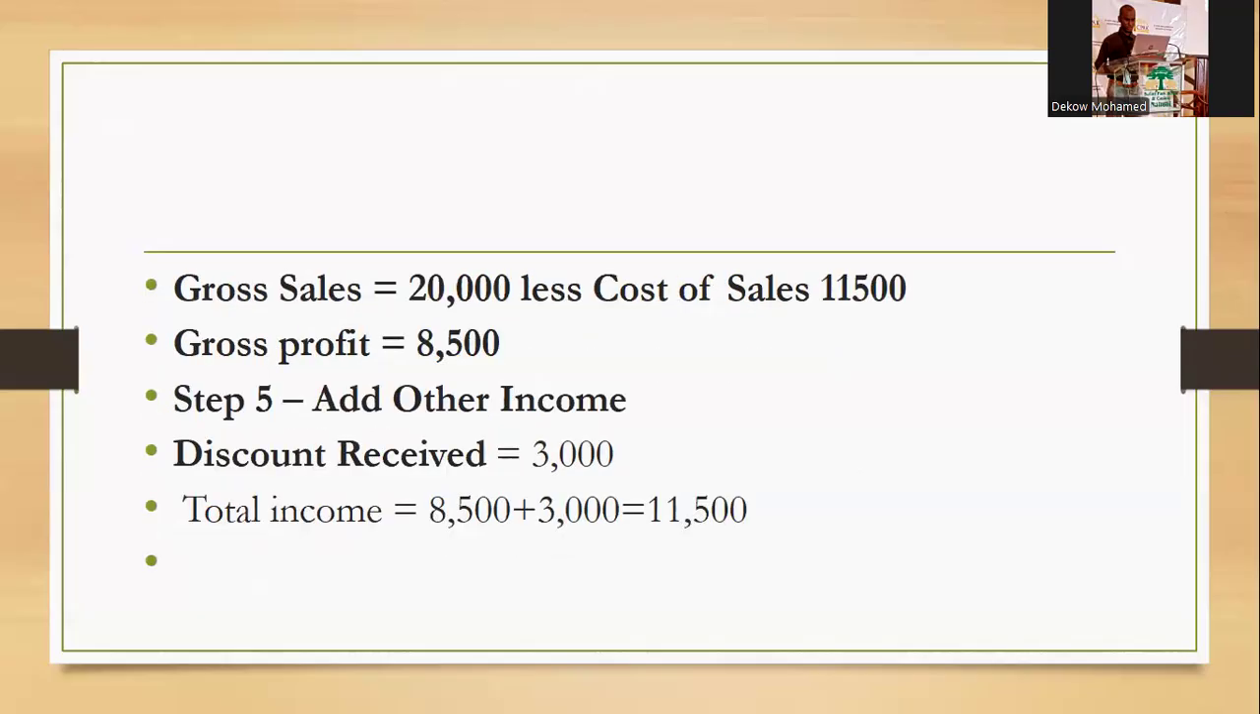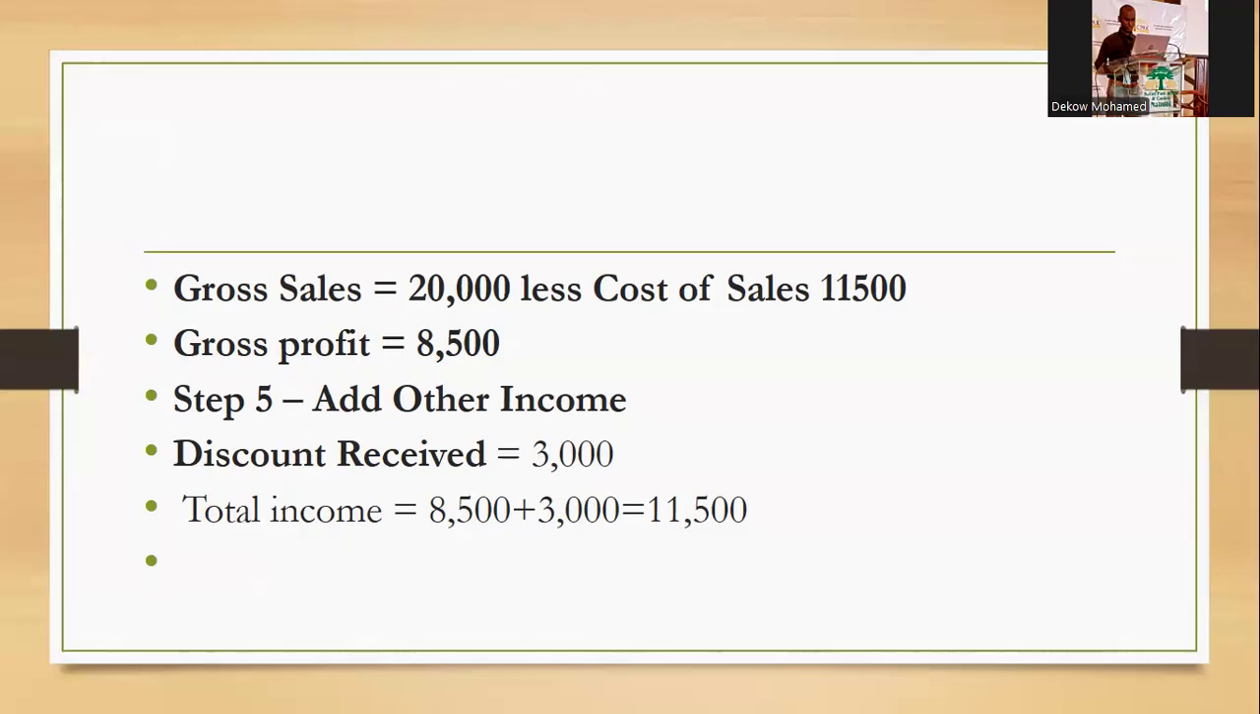Now, our gross sales was 20,000. We less the cost of sales, which is 11,500. Now we'll have a gross profit of 8,500. Now, after we get the gross profit, we need to add if there's any other income. For this case, you have discount received as 3,000. Now you need to add that 3,000 to 8,500. You get 11,500 as our total income.